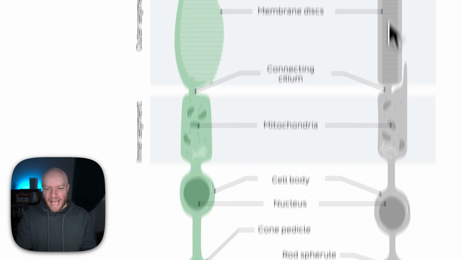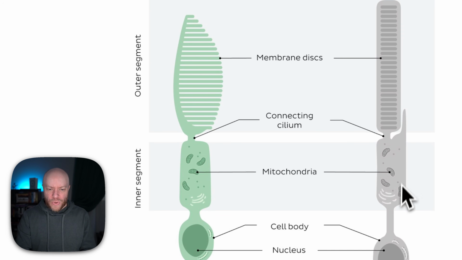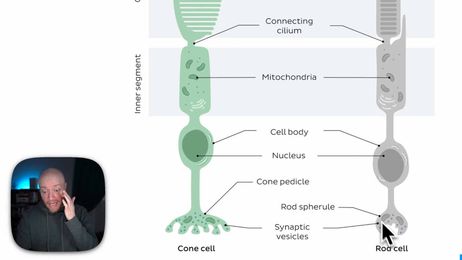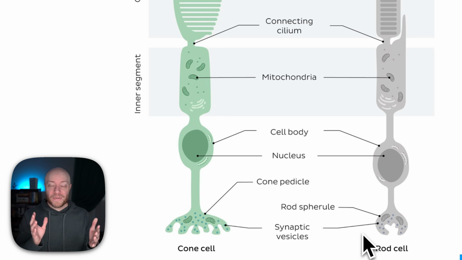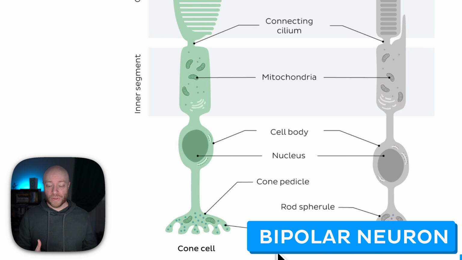But you basically have this outer segment. You have this inner segment with the mitochondria. You have a cell body. And then at the end, it's a little bit different depending on the cell. So like a rod cell, we call this the spherule. And then with a cone, we call this the pedicle. But what's going to happen is in here, there are the synaptic vesicles, and they're going to be releasing neurotransmitters to another neuron on either side, which is called a bipolar neuron.